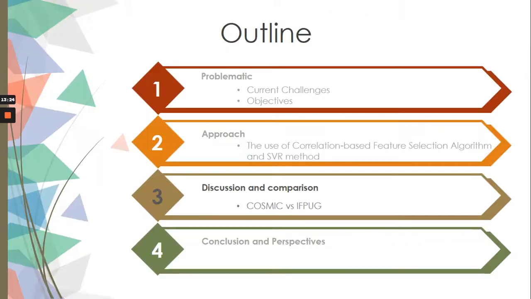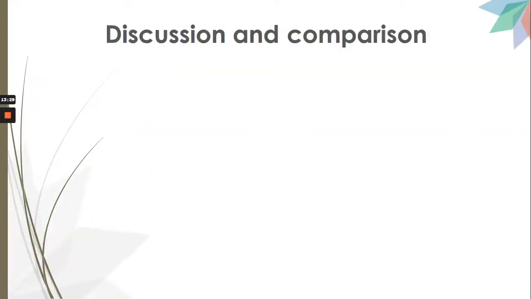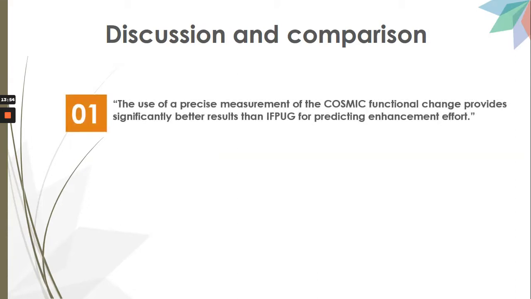So, moving to the discussion and comparison, the main reason behind selecting functional change as the independent variable in our study is that software functional size is correlated to software project effort, and sensitivity to changes in functional change has a greater impact on the project effort. So we have four discussion points, or four findings.